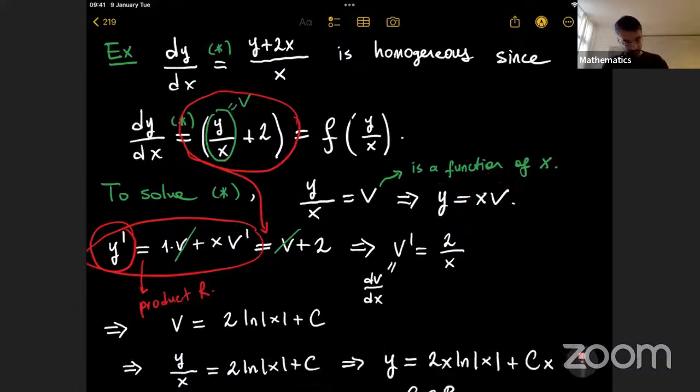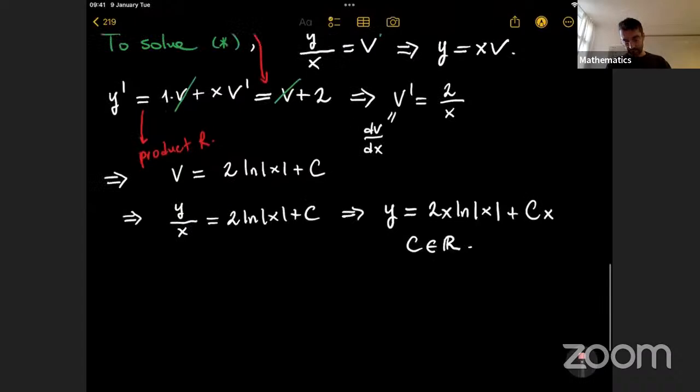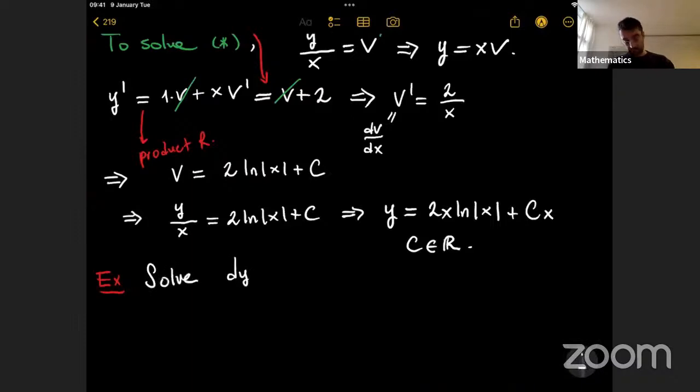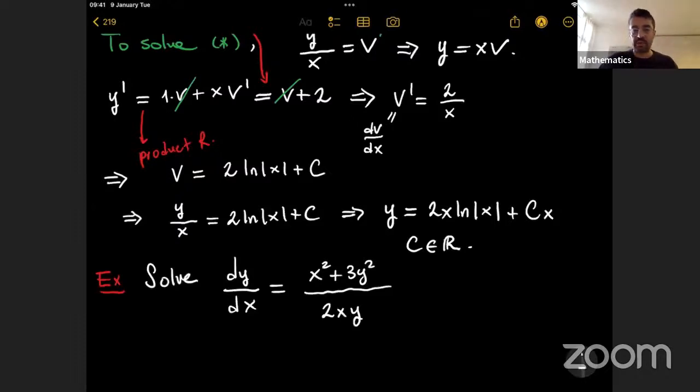Any other question? All right. Let's do another example. So let's solve this one. Dy dx is equal to x squared plus 3y squared over. First of all, this is not a linear equation because we have y squared, right? When you have y squared, it's not linear anymore. So you cannot use integrating factor and those sort of things. And it's not a separable equation because the top depends on two variables, bottom also depends on two variables on the right hand side. But it is homogeneous. Let's call this f of x, y.